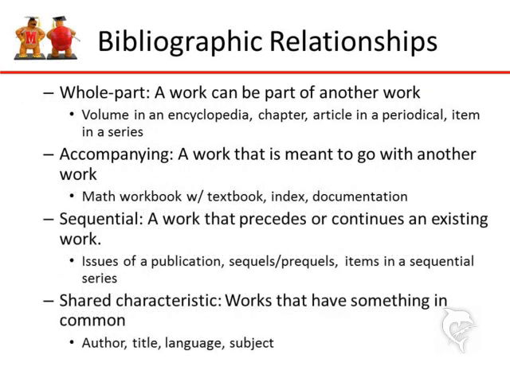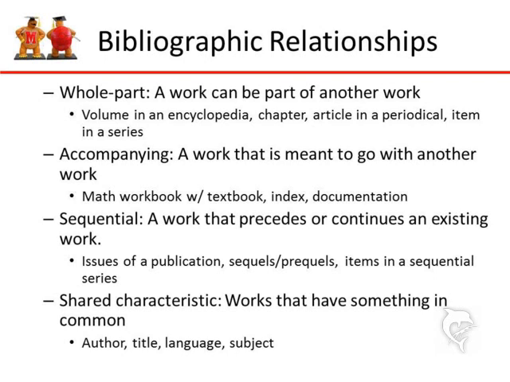There can be a whole part relationship between 2 works, where one work can be a part of another work, like a volume in an encyclopedia, a chapter in a book, or an article in a periodical, and so on. An accompanying relationship describes when a work is meant to go with another work, like a math workbook that goes with the textbook, or if you have a multi-volume encyclopedia, it might be accompanied by an index to the articles, or documentation that comes with some other kind of resource.